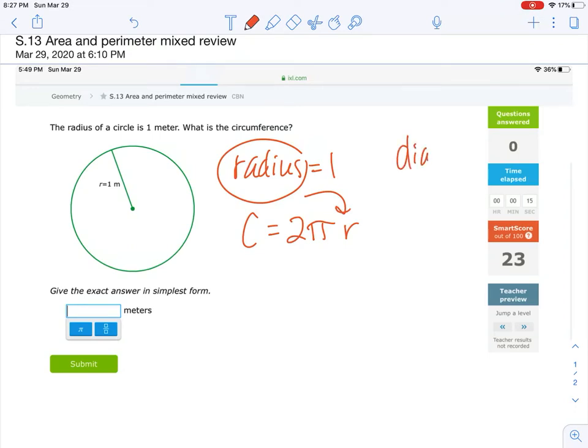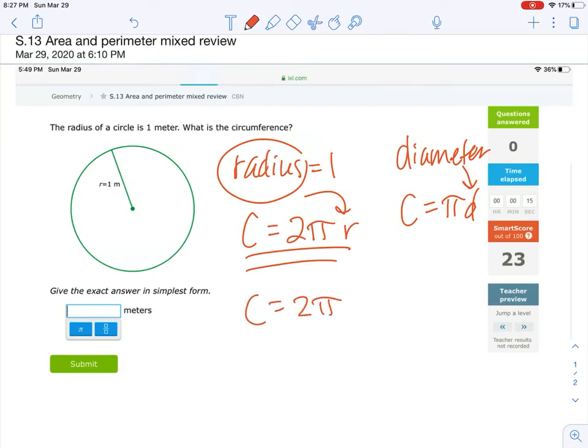If they had given us the diameter, then we would have needed to use the other formula for circumference, C equals pi times d. D stands for diameter. So since they give us the radius and the radius is 1, we're going to use this formula and plug in a 1. We know that multiplying by 1 just gives us what we multiply it by. So we want an exact answer again. This is 2 pi. So I'll type in a 2, and then I'll hit this button right here for pi.